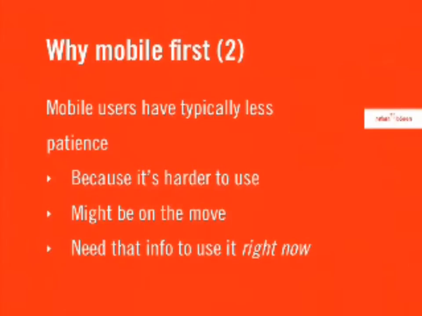Users also typically have less patience, because it's harder to use, and also because they might be on the move, not all the time. We saw that before, and if they're on the move, mostly they need the information right now. If people are surfing on a computer and they're looking for information, sometimes that information is to use later on. If you surf on a smartphone, in a lot of cases you need that information now because you want to use it immediately. So it needs to work very easily and very quickly.